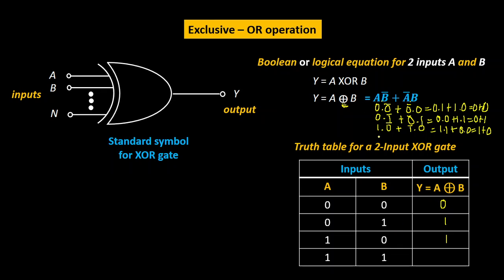Then the final combination, 1 and 1. So therefore A is 1 dot B is 1 and its complement, plus A's complement plus B is 1. So output will be 1 dot, what will be the complement of 1? It will be 0, plus complement of 1 is 0, so 0 dot 1. Here you realize that 1 dot 0 is 0 plus 0 dot 1 is 0, so 0 plus 0, that is 0 OR 0, answer is 0. So this will be the output for the exclusive OR operation. How to remember? You can easily remember the output of exclusive OR operation: 0 1 1 0, right? 0 1 1 0.